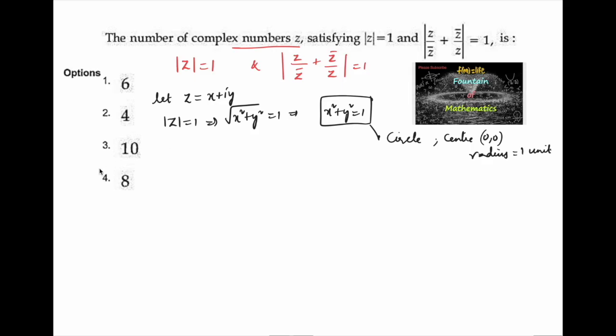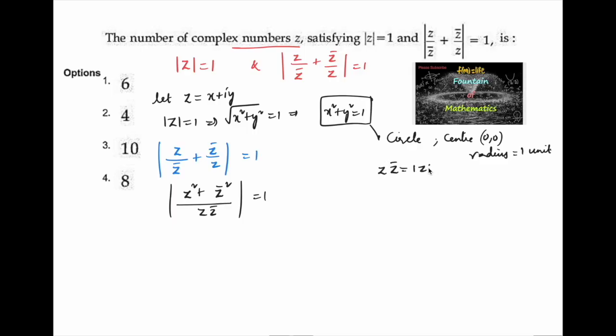And also z upon z bar plus z bar upon z, which is equal to 1, we can write it as z square plus z bar whole square divided by z into z bar mod is equal to 1. Since we know that z into z bar is equal to mod z square, mod z is nothing but 1. So we can write it as z square plus z bar square mod is equal to 1.